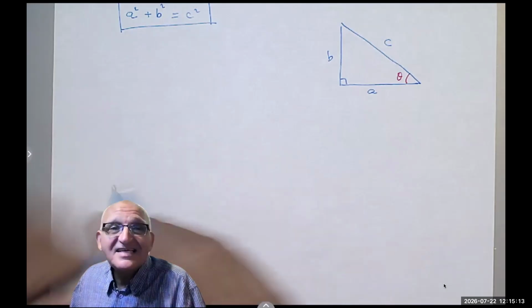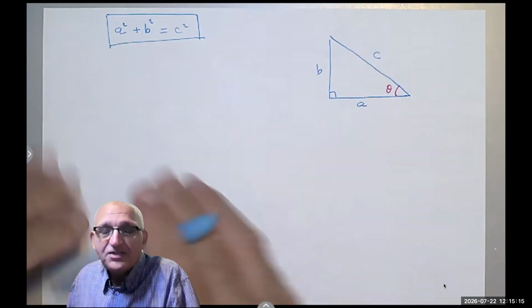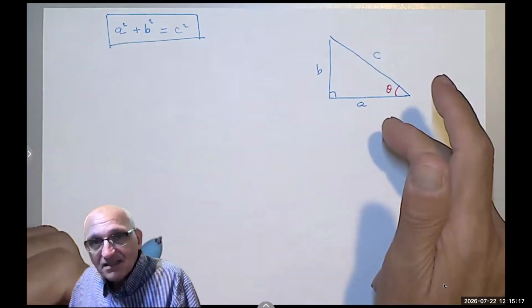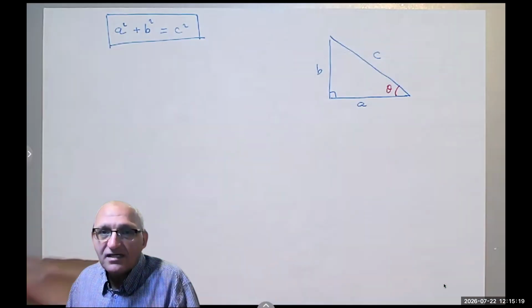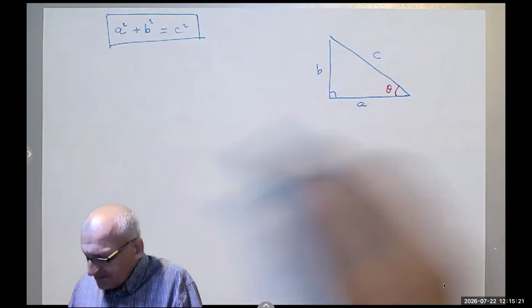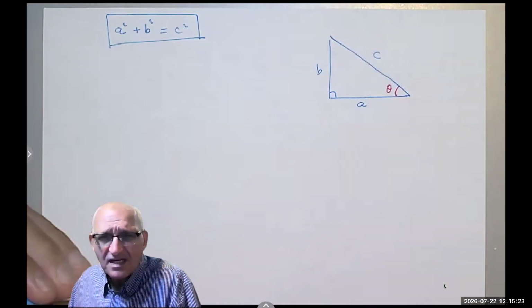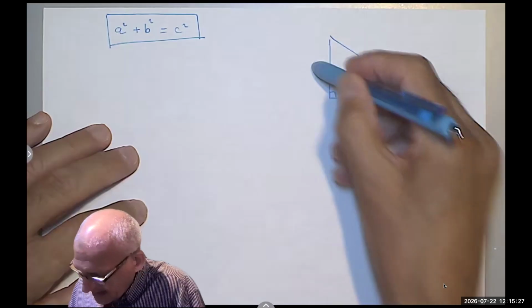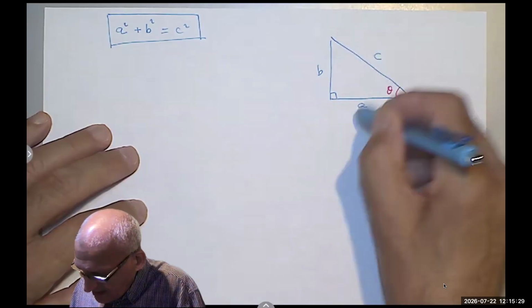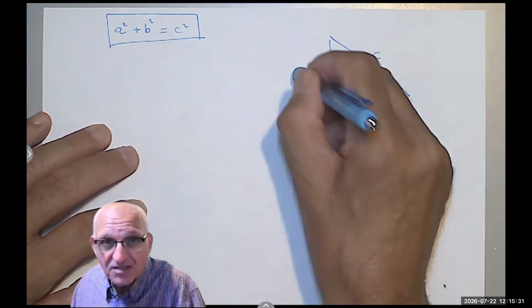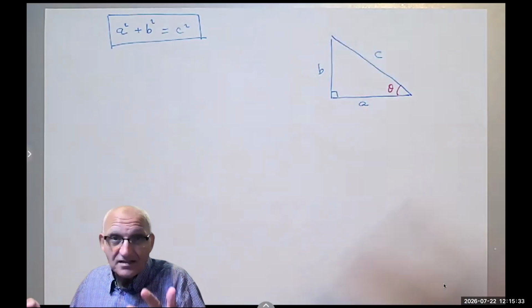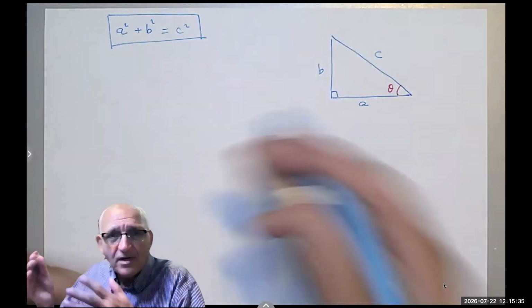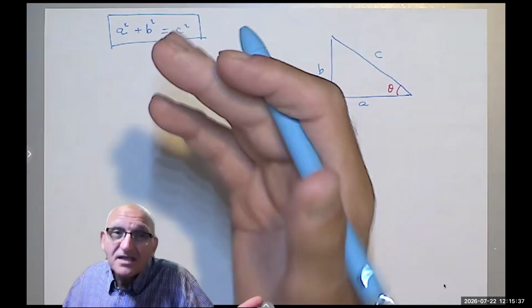We define six relationships between an angle and the sides of a triangle. Why six if I only have three sides? Well, because I can divide A by B or B by A, A by C or C by A, B by C or C by B. So there are six quantities. Of course, three of them are the reciprocal of the other three, but they are six.